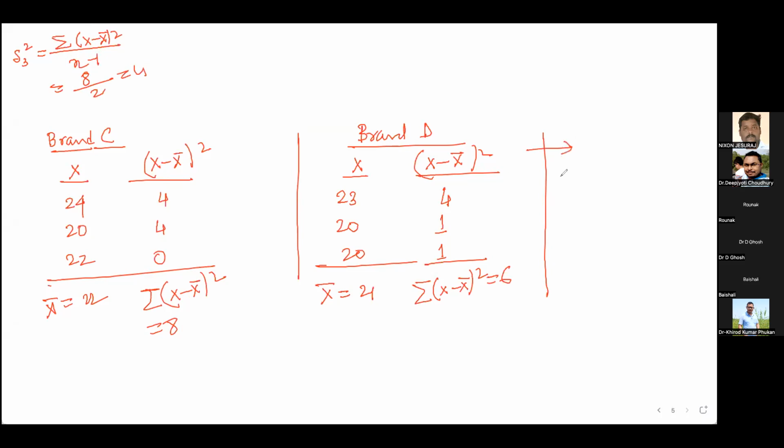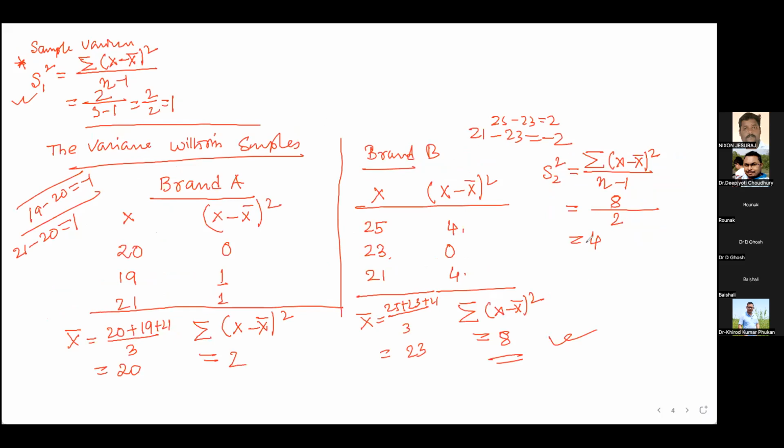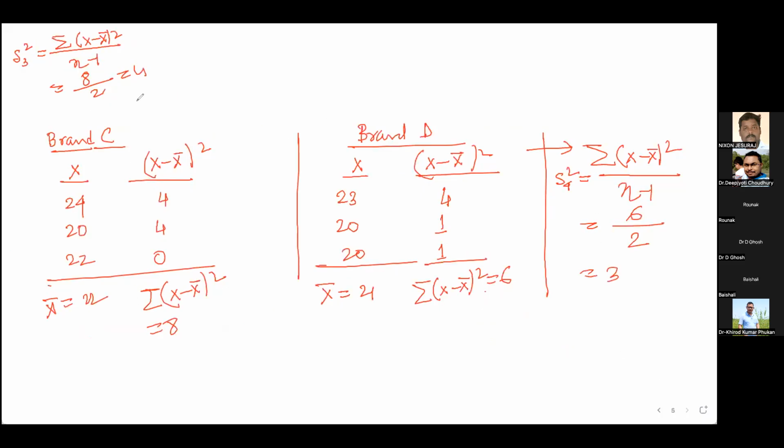And in this scenario, what is the sample variance? S4 whole square. Now S4 whole square is equal to summation of x minus x bar whole square divided by n minus 1. So in this case, the summation of x minus x bar whole square is equal to 6 and n is 3, minus 1 is 2. So it will be equal to 3. So in the first case I got 1, in the second case I got 4, in the third case I got 4, in the fourth case I got 3.